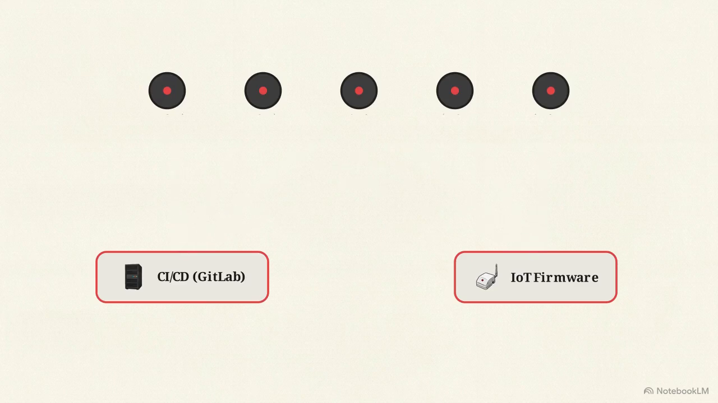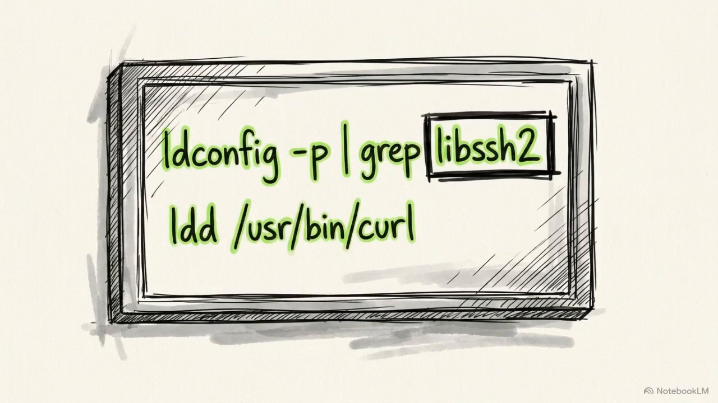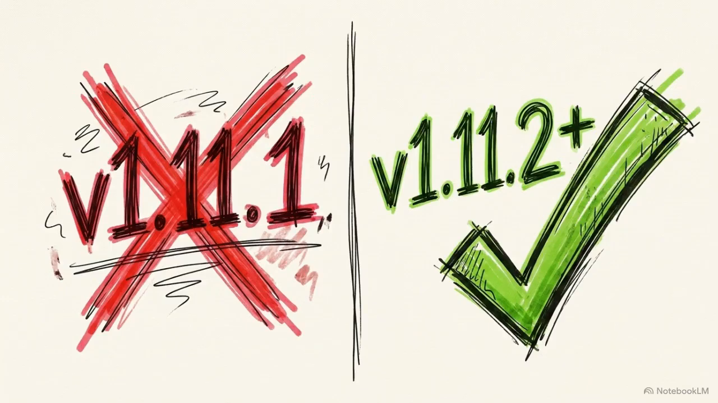CI/CD pipelines and IoT devices are particularly high-value targets for this exploit. These systems often make thousands of automated outbound connections daily without human oversight or manual verification. Administrators can identify their exposure by using the LDD and LDconfig commands to inspect tools like curl and confirm if libssh2 is actively linked. Systems running libssh2 version 1.11.1 or lower must be updated to version 1.11.2 or higher immediately.